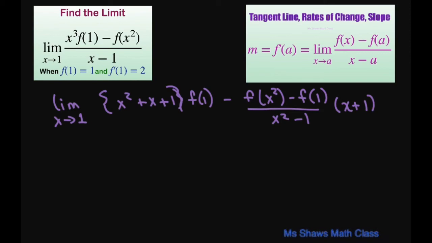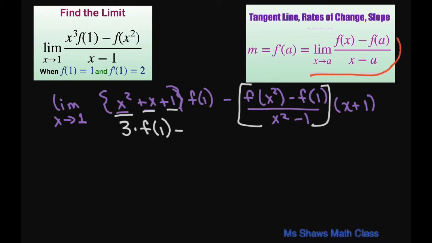From here, we're going to write this as 3. If you substitute in your 1, you're going to get 3 times f of 1, minus, now this part matches our derivative here. So I know that this is f prime of 1, because that's your 1. We got it to match up. And then we still have this x plus 1.